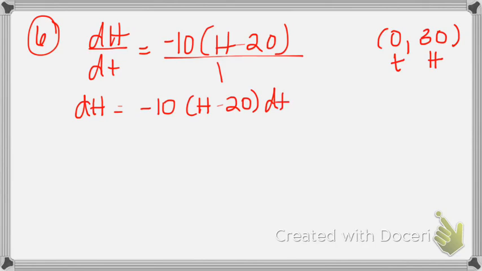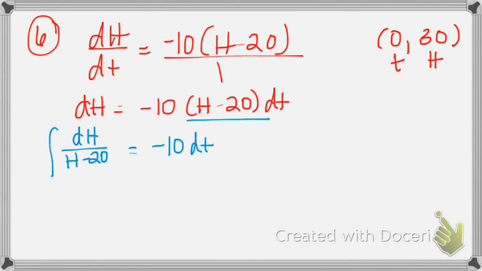I get that. But really then, I just want to divide by that h minus 20. Now I want to take the antiderivative on both sides. Now on the dh over h minus 20, you can use substitution if you want, but because the derivative of h minus 20 is 1, think about u and du, I don't have to do anything special with the u and the du since the derivative is 1.